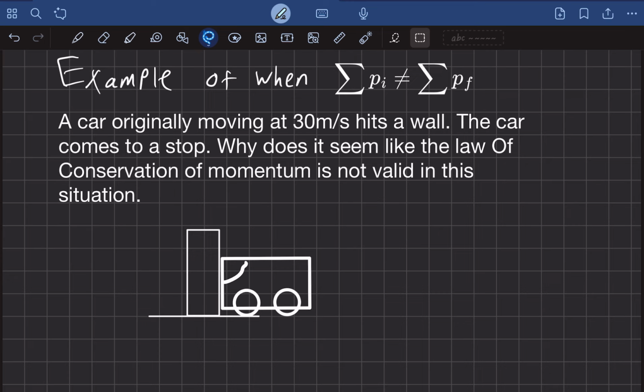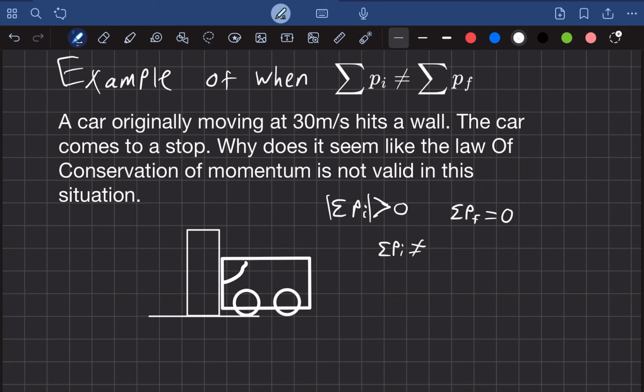Why does it seem like the law of conservation of momentum is not valid in this situation? Well, we can see that the sum of momenta initially is greater than 0. Well, technically the absolute value of the sum of momenta initially is greater than 0. It's just not equal to 0. But then we let this progress, it hits the wall and stops, and then the sum of momenta final does equal 0. So it looks like the sum of momenta initially does not equal the sum of momenta final. That's what this looks like.